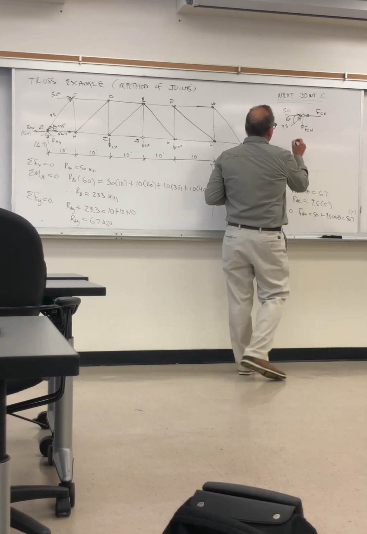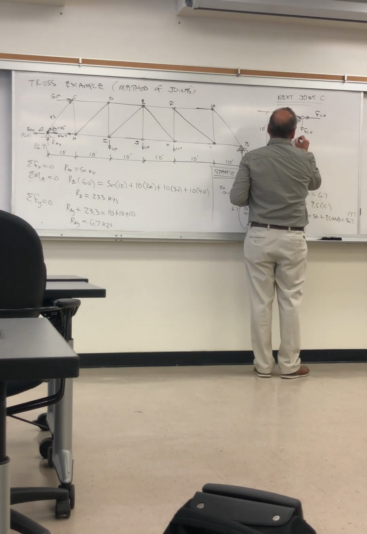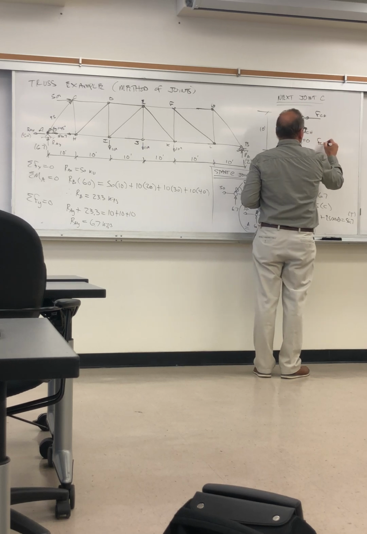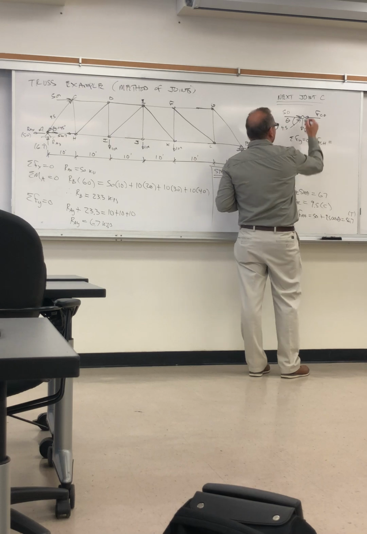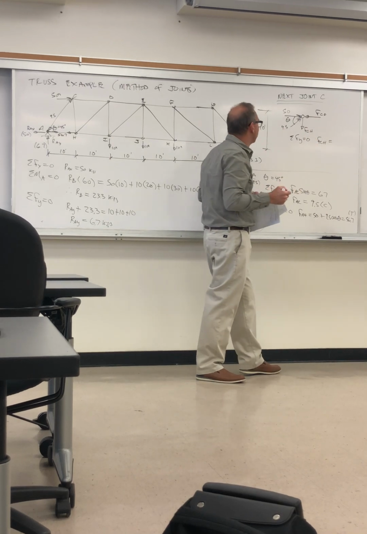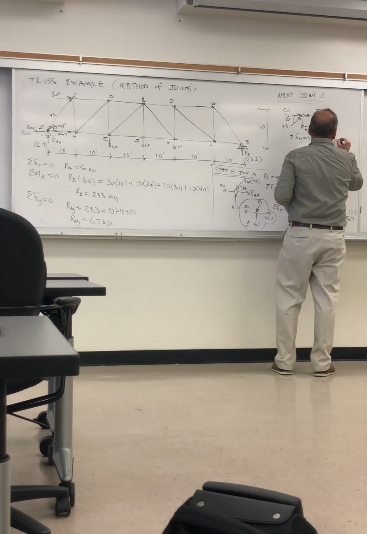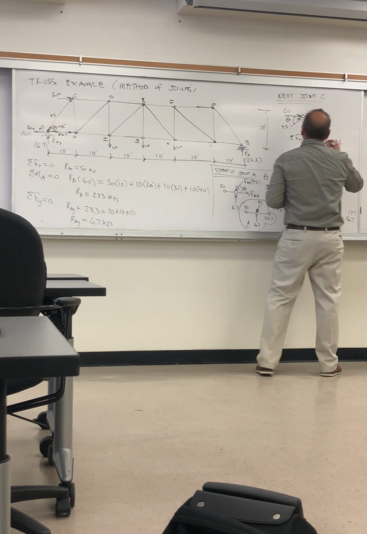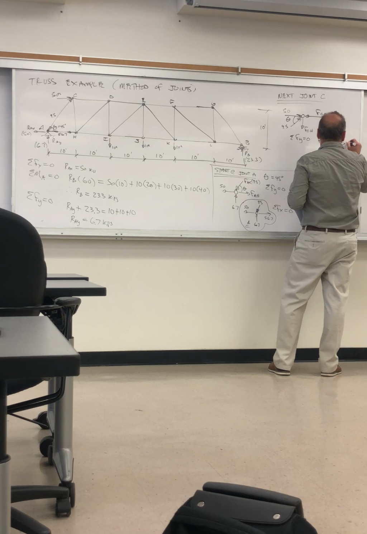So summation of forces in the y is 0. I have F of CH equals, so that's down, that's going to be tension force, equals 9.5 multiplied by, the cosine would be the horizontal, so the sine is the vertical, sine of theta.